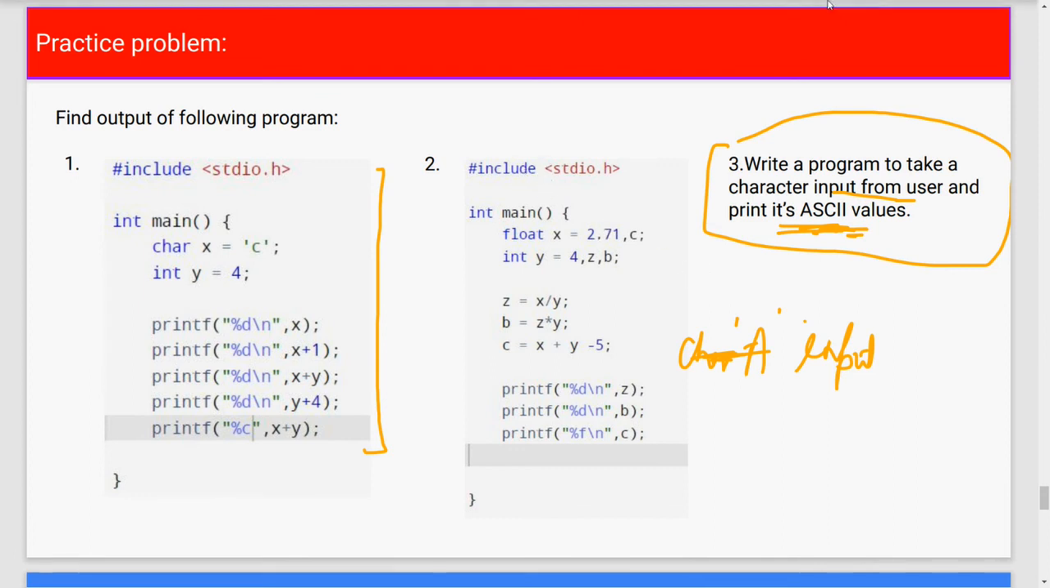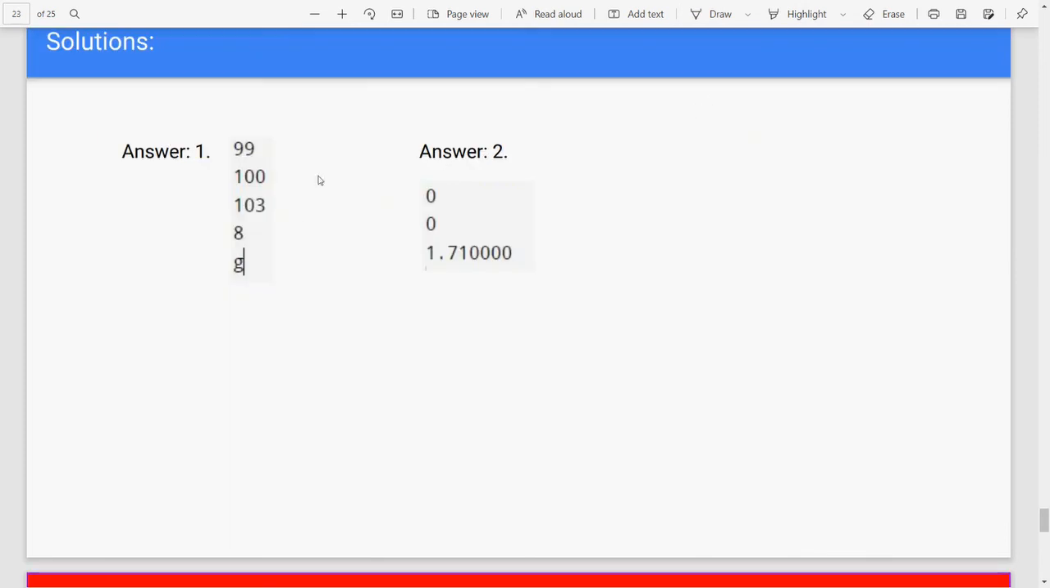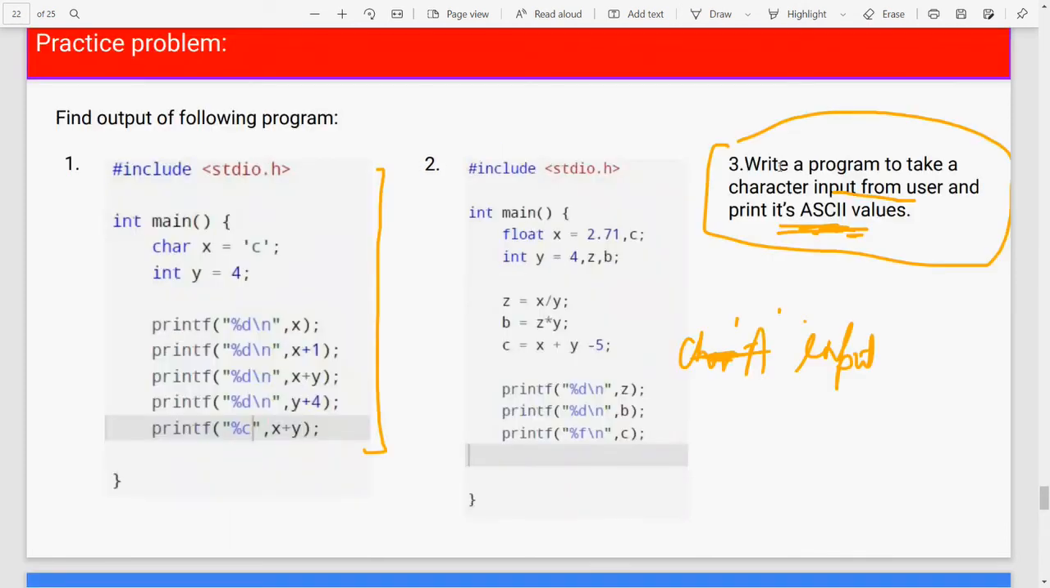I have given some solutions to the first and second questions, and the third program is simple also, so you can do that. So just try to do these things on your own, and let's see whether you get the correct answer or not, and then try to evaluate yourself.